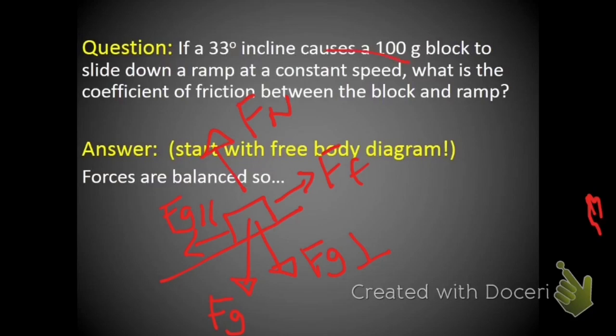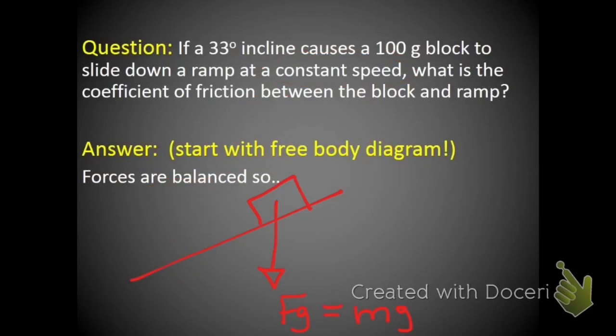Now, in order for it to be going at a constant speed, this frictional force has to be equal to the parallel component of gravity. So how can I figure out what amount of gravity is pulling it into the ramp versus what amount of gravity is pulling it down the ramp? Well, I know this angle here. It's actually the same as this angle here.